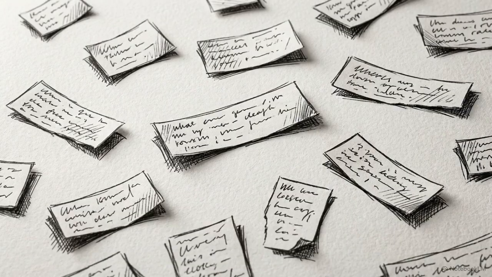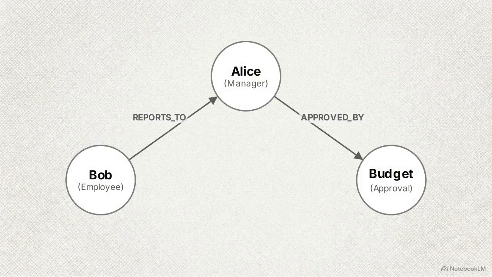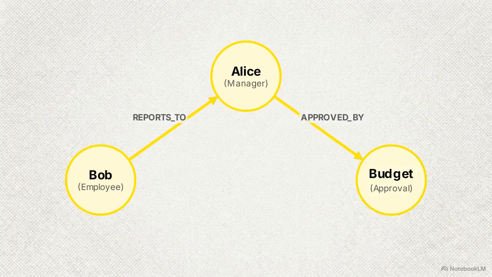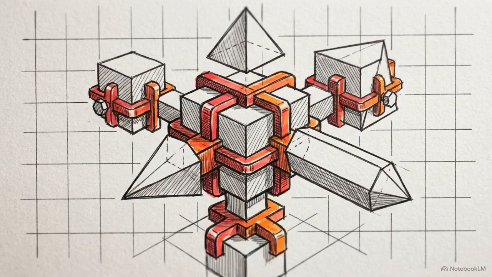Standard retrieval augmented generation forces the model to infer relationships from disjointed text chunks. A graph explicitly defines those relationships. Because the connections are already mapped out, the AI can traverse from the employee to the manager to the budget approval in milliseconds. Agentic systems require a memory architecture that defines relationships as clearly as it defines the facts themselves.